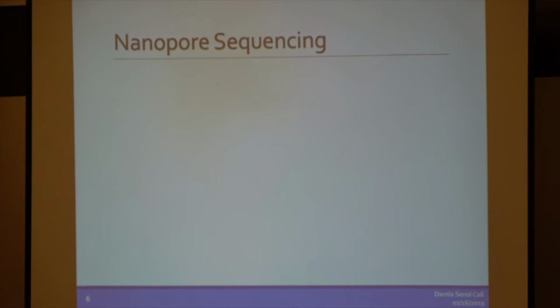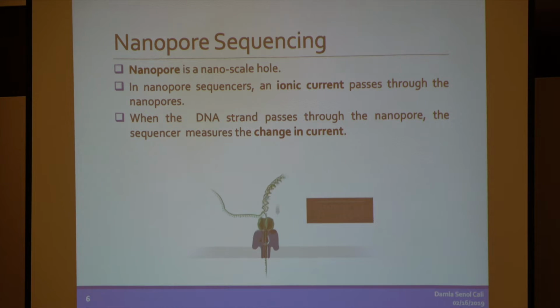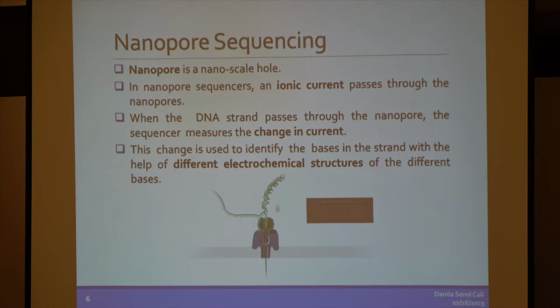So how do nanopores perform sequencing? What we mean by nanopore is a nanoscale hole, and through this pore, an ionic current passes. When the DNA strand passes through the pore, it interrupts the current, and when we measure the change in the current, we can identify different nucleobases, because each nucleobase, A, C, G, T, has a different electrochemical structure. So they affect the current in different magnitudes. By looking at this change, we can identify the bases in the DNA strand.